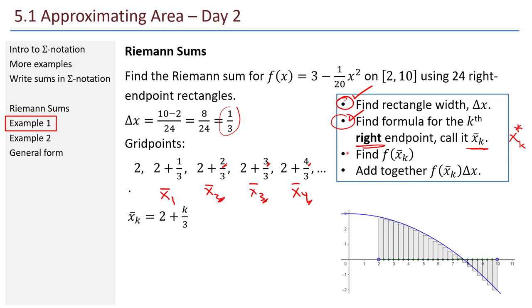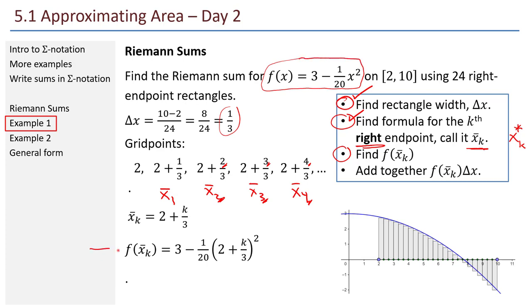Check. Number 3, let's actually find f of x bar sub k. So I take my x bar and I plug it into x in my function. So here it is. This is the actual now height of the kth rectangle.